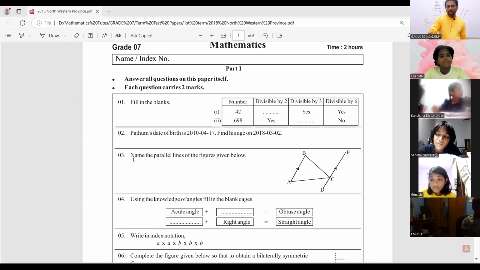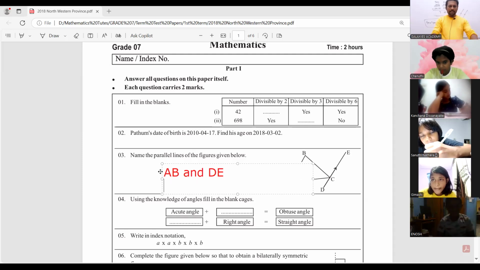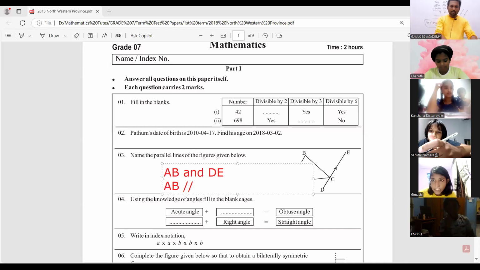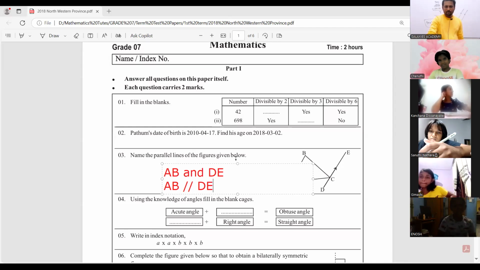So the third question asks, name the parallel lines of the figure given below. Your answer should be AB and DE. It is the answer. If you want, you can represent it like this: AB, parallel symbol. Do you remember the symbol of parallel? Like these two lines we use to represent parallel, right? You can also write the answer using this method: AB parallel to DE, or AB and DE. Both are correct answers.